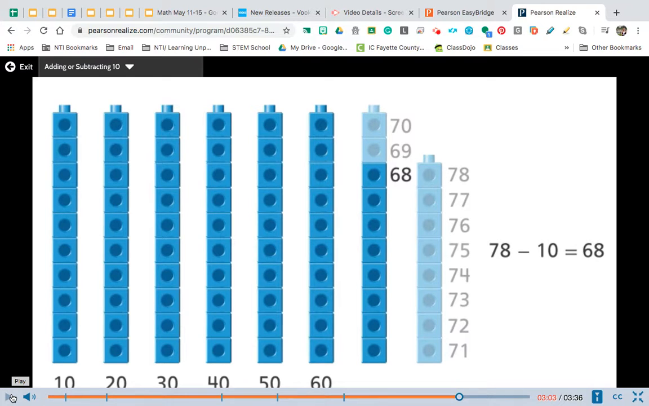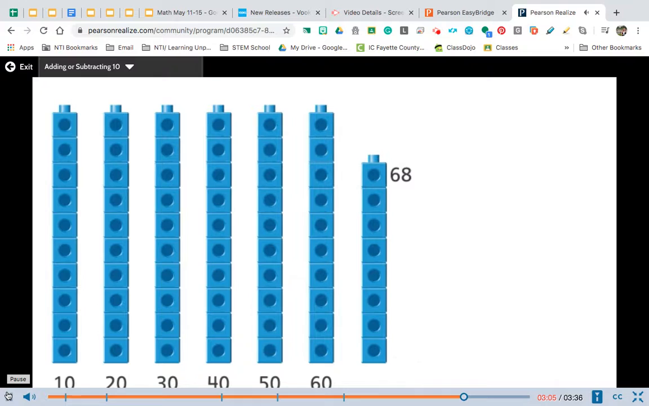If you just know, that means you're starting to recognize that when you take away 10, your tens place changes by going down just one. If you don't just know, that is okay. Pay attention to the different ways you can get your answer.